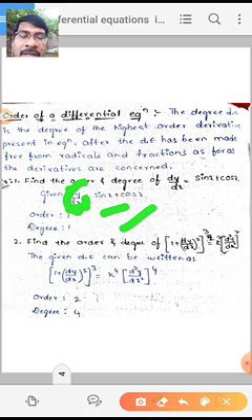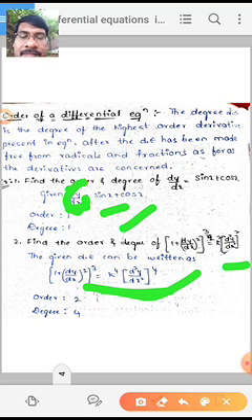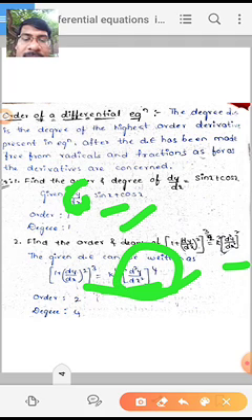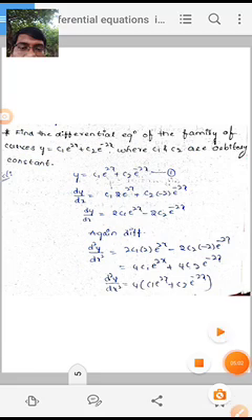Find the order and degree of (1 plus (dy by dx) whole square) whole to the power of 3 by 2 is equal to k square into d square y by dx square. Here the given differential equation can be written in this form. Squaring on both sides, we get this form. In this differential equation, the highest order derivative is d square y by dx square and its power is 4. Therefore the order is 2 and the degree is 4.